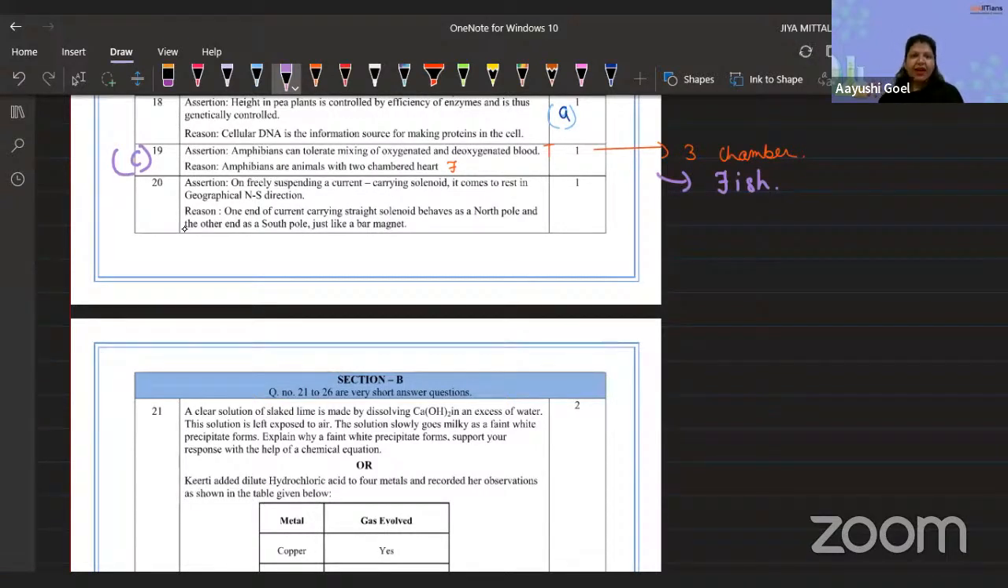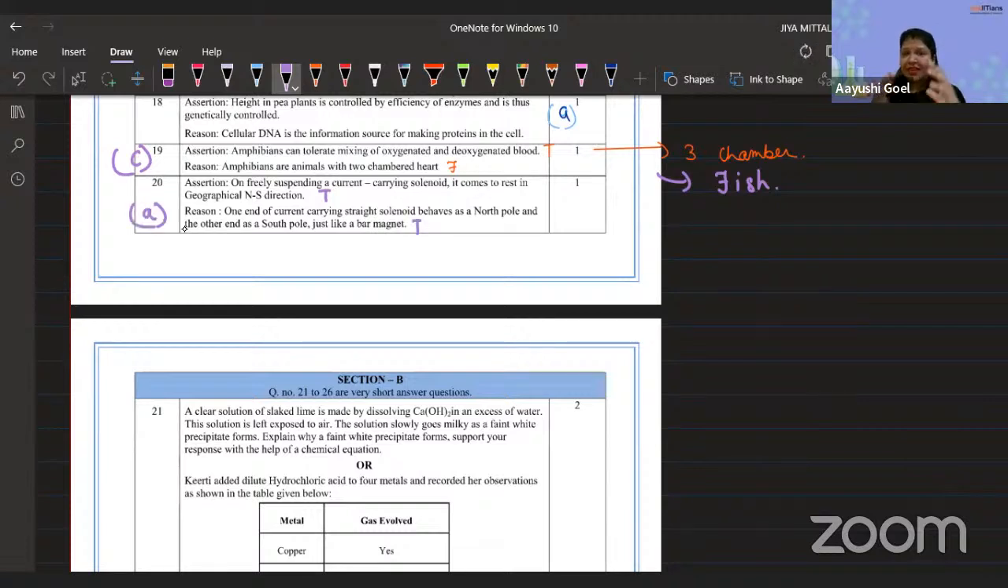Now, on freely suspending a current-carrying solenoid, that is the coil-like structure, it will settle in the geographical north and south direction. That is true. If I suspend it freely in the air, it will indicate towards the north pole and the south pole of the earth. They will align together. So this is also true. So the answer is A.